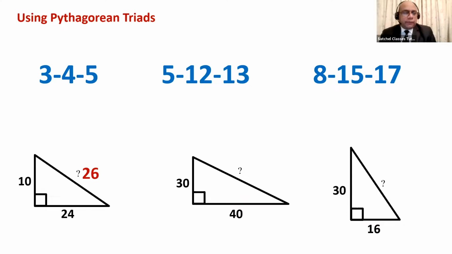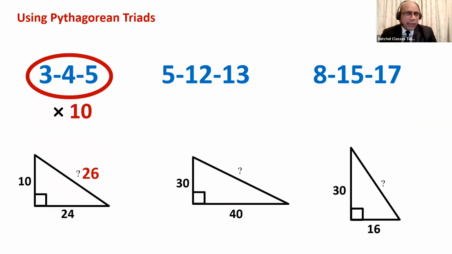For example, if you look at the second triangle, the two perpendicular sides are 30 and 40, which you can easily link to the first triad on the left, 3, 4, 5, because all I need to do is multiply that triad by 10. If I multiply each value of the triad by 10, I'll get 30 and 40, which are the two perpendicular sides, and hence the hypotenuse has to be 5 times 10, which is 50 units.